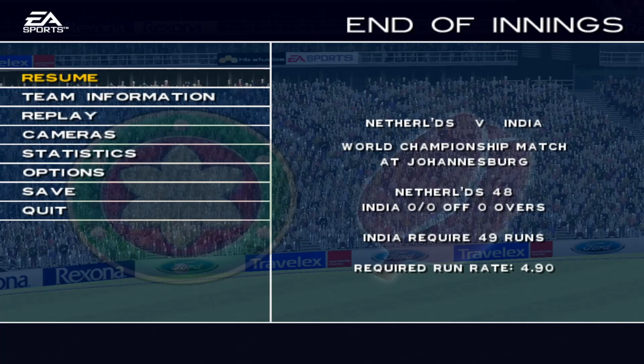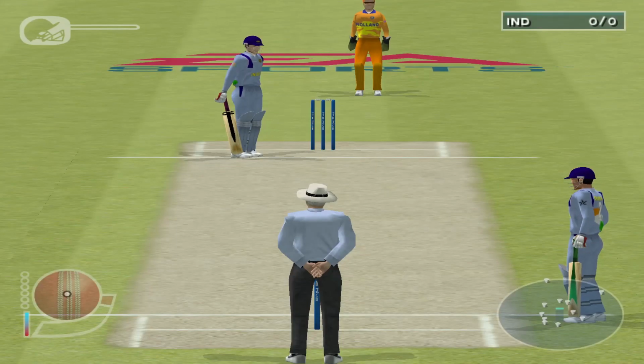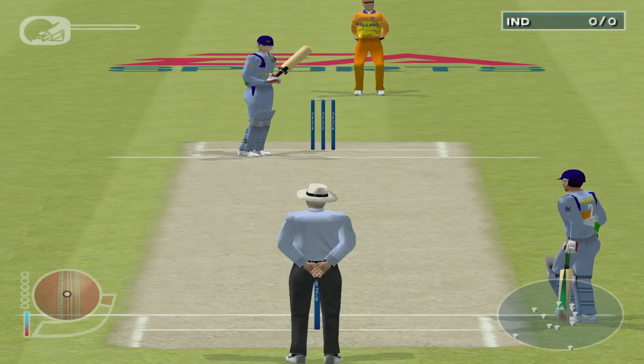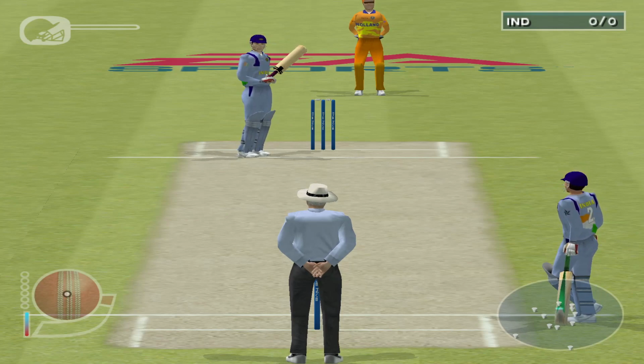Netherlands have been bowled out for 48. That's a low total by Netherlands. They'll be struggling to save this match. The bowlers gave little away, and they really made the batsmen work for their runs. India require 49 to win.